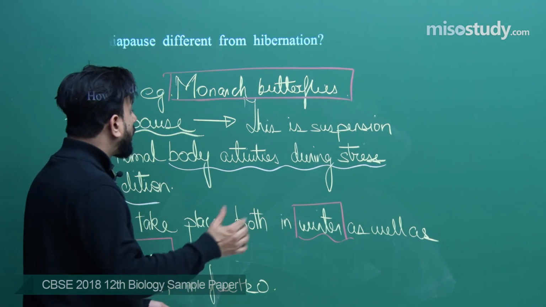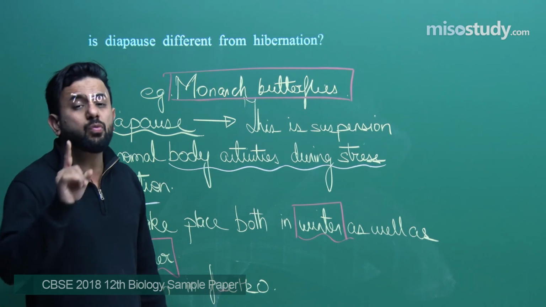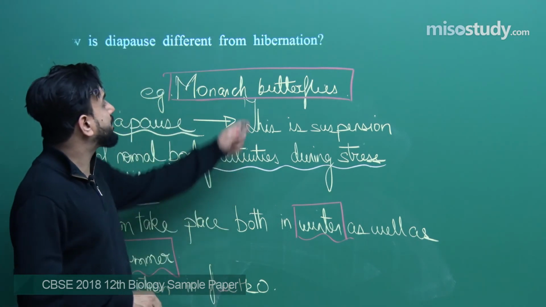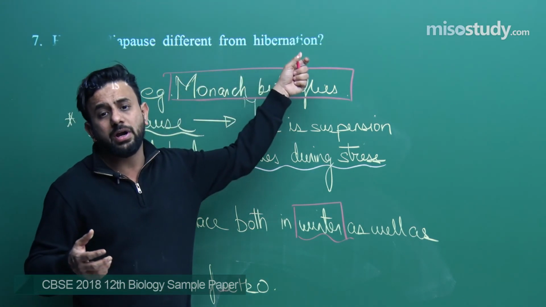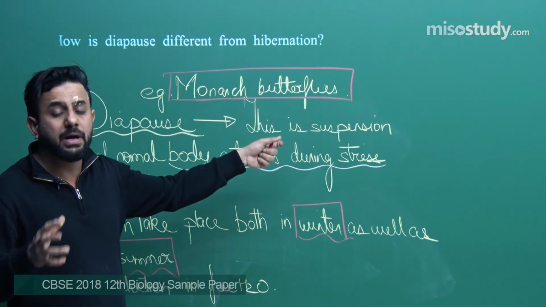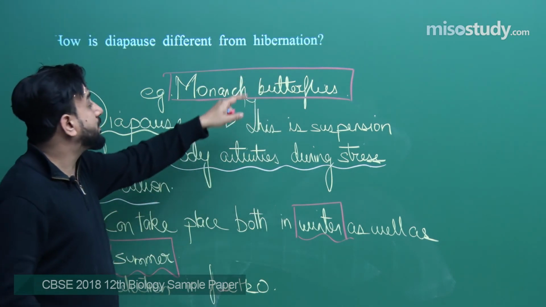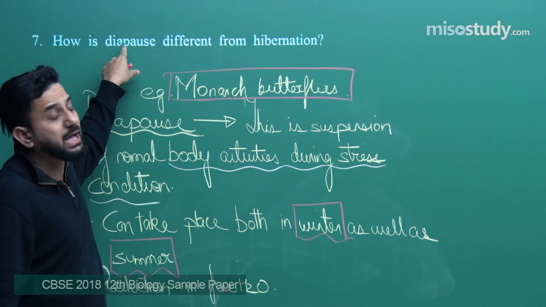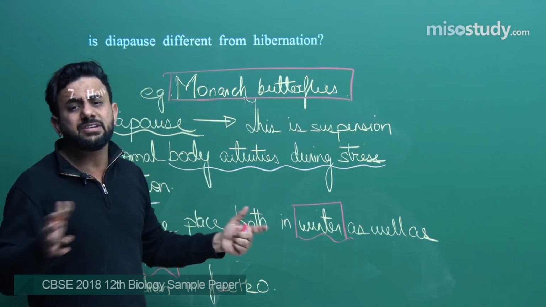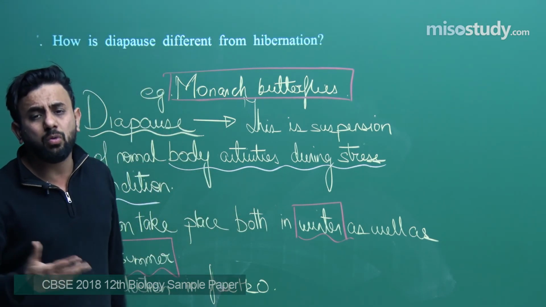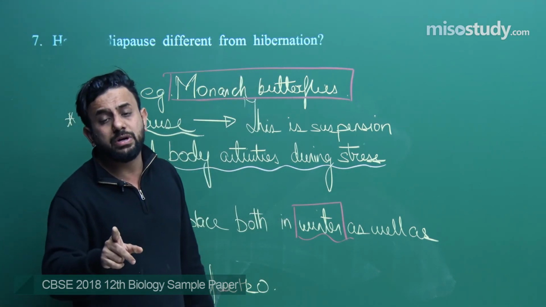However, what do we see in hibernation? Hibernation is a winter sleep. During this time, what happens? The organisms, during the winter season, suspend their normal body activities and go to sleep, become dormant, and in this way hibernation is different from diapause. In diapause, there was suspension of the body activities in any season, whether summer or winter. Hibernation happens only in winter, and that is called a winter sleep.